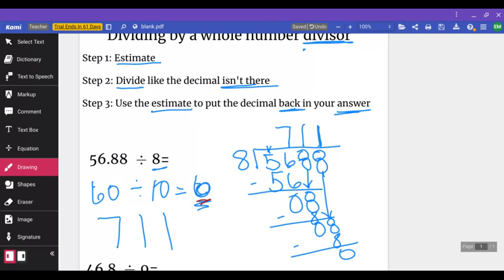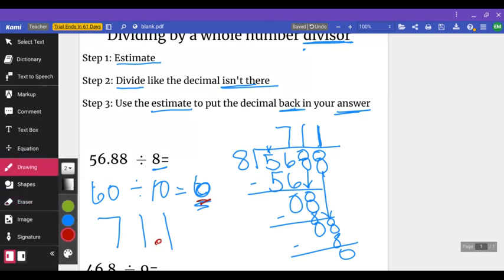I have to put it in so it's somewhat close to 6. So if I do that, if I put it at the beginning, that's 0.711. That's not even close to 6. If I put it here, it turns into 7.11. That's pretty close to 6, but I'm just going to keep going just in case.